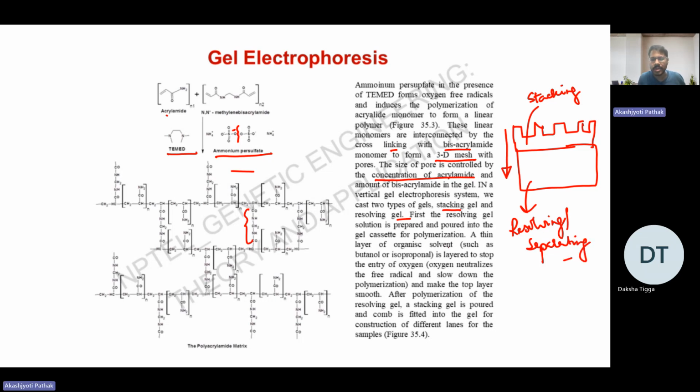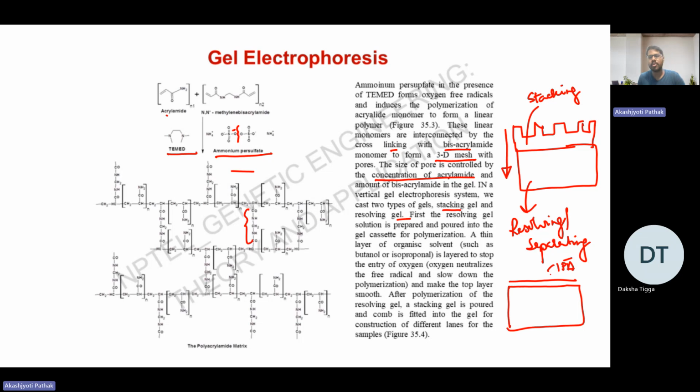So a thin layer of organic solvent is added. So what happens is when you are preparing your gel, first you prepare the resolving gel and then you pour it in between the two plates. So you have a thick plate and a thin plate. You were shown this in the video lecture, so you must have seen that this is poured in between the thick plate and the thin plate. And then once you cast the resolving gel, you add an organic solvent, you add IPA, isopropanol.